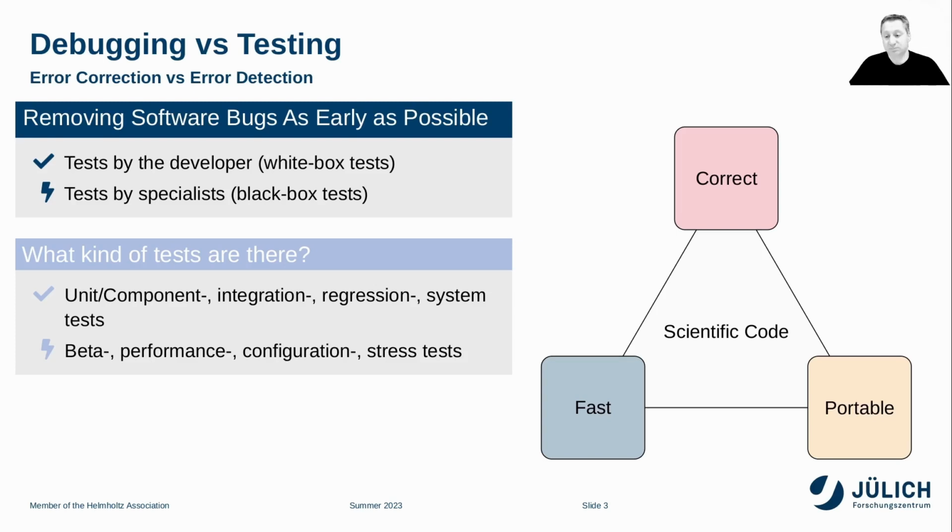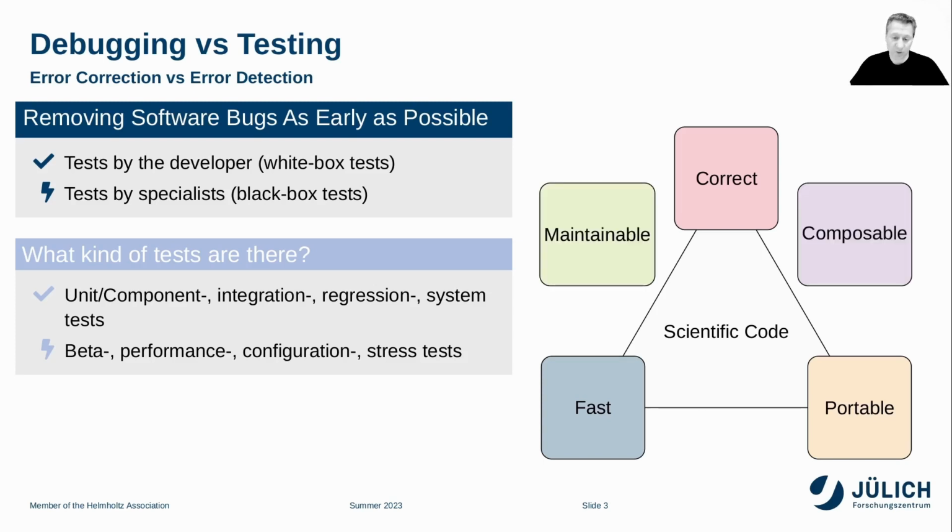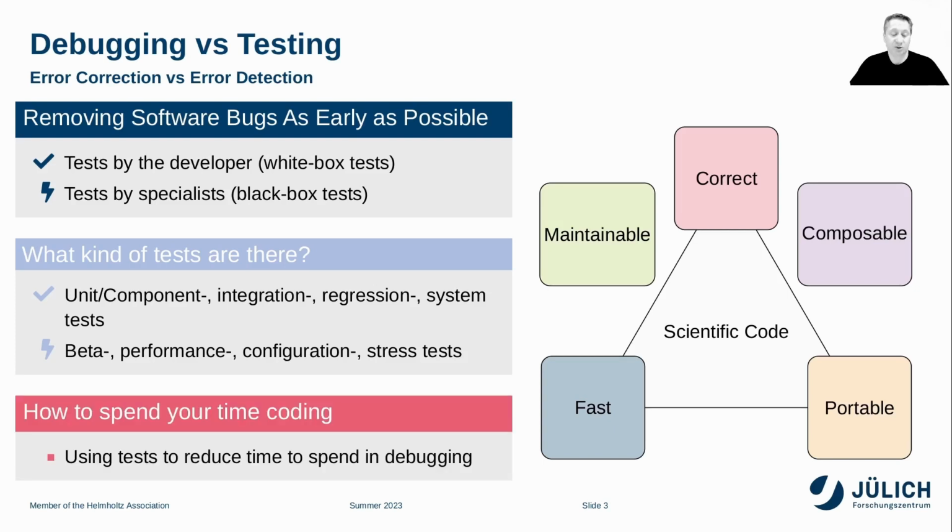If you don't test them, you cannot trust the code you write. So obviously it's a good thing to test as much as possible. So at the end, it boils down to what we want to do. How do we want to spend our time coding? The main idea of writing tests is basically to reduce the time you spend in debugging, because most of the stuff has been tested before it is shipped out.